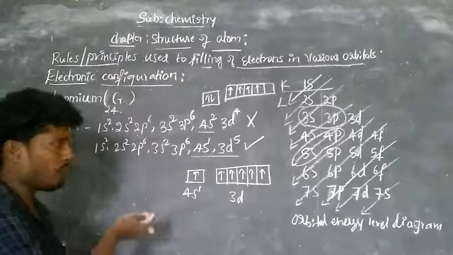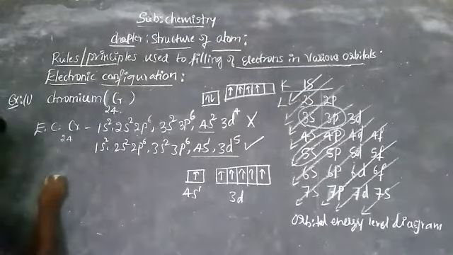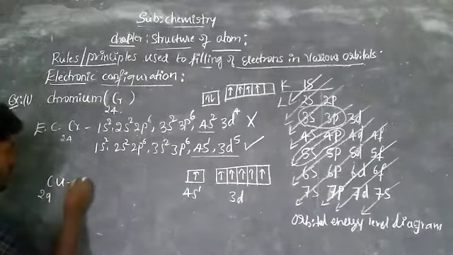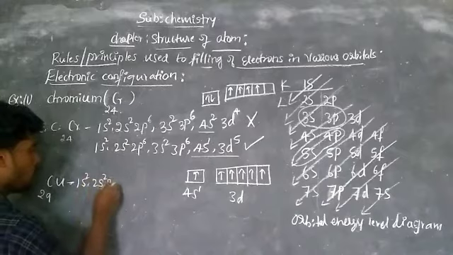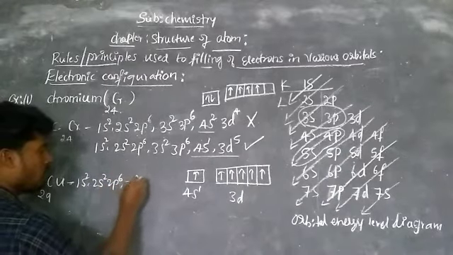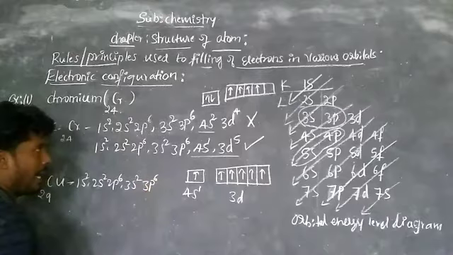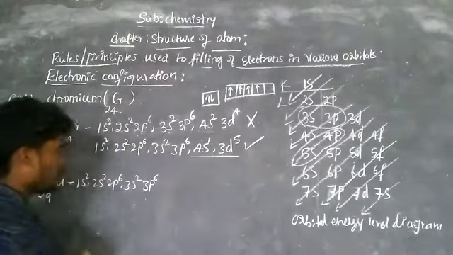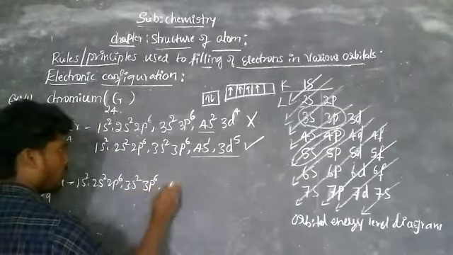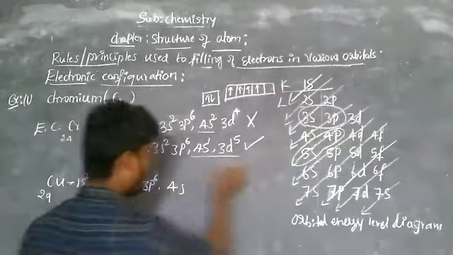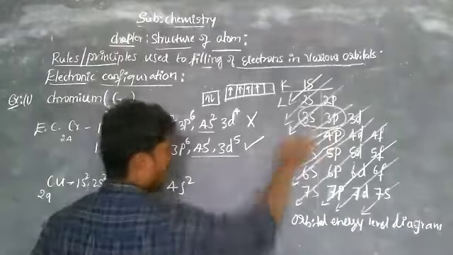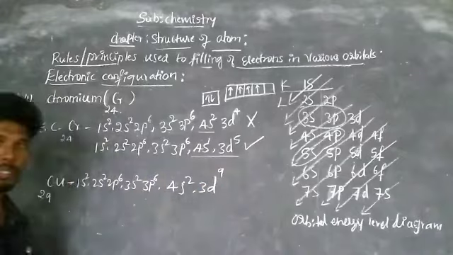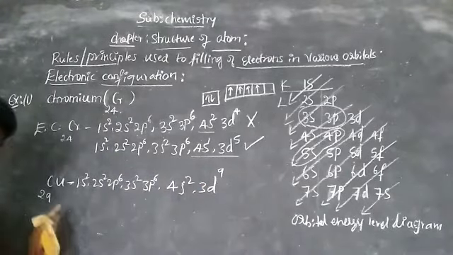Similarly, you can observe it in copper. Copper's atomic number is 29. Write its electronic configuration: 1s2, 2s2, 2p6, 3s2, 3p6, then 4s2 after 3p, and after 4s comes 3d9. This is the electronic configuration we can write by applying the rules.